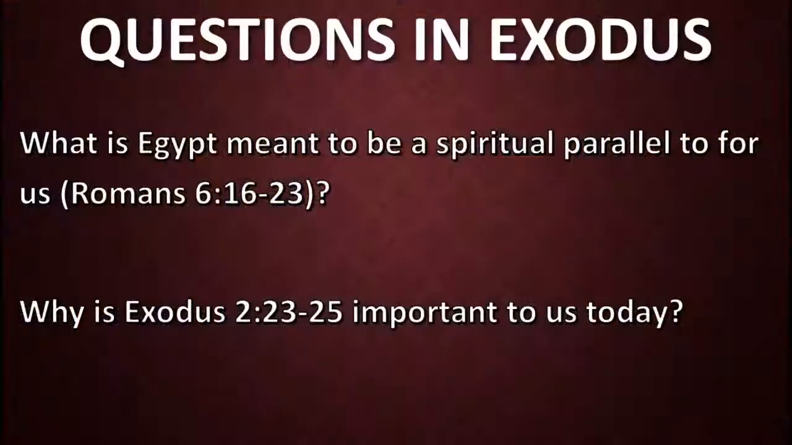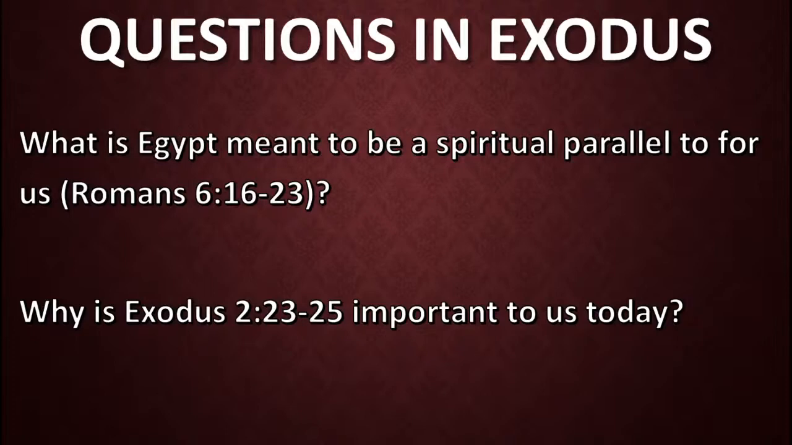Couple of questions as we wrap up our time together. First of all, what is Egypt meant to be a spiritual parallel for us? This is an important question. I'm sorry we're not spending more time dedicating ourselves to it, but understanding Egypt is really important in this story. So Egypt is supposed to be what to us today? I threw you one of many passages that talk about this, and it looks like you guys have already jumped onto this. George says Egypt represents the slavery of sin.